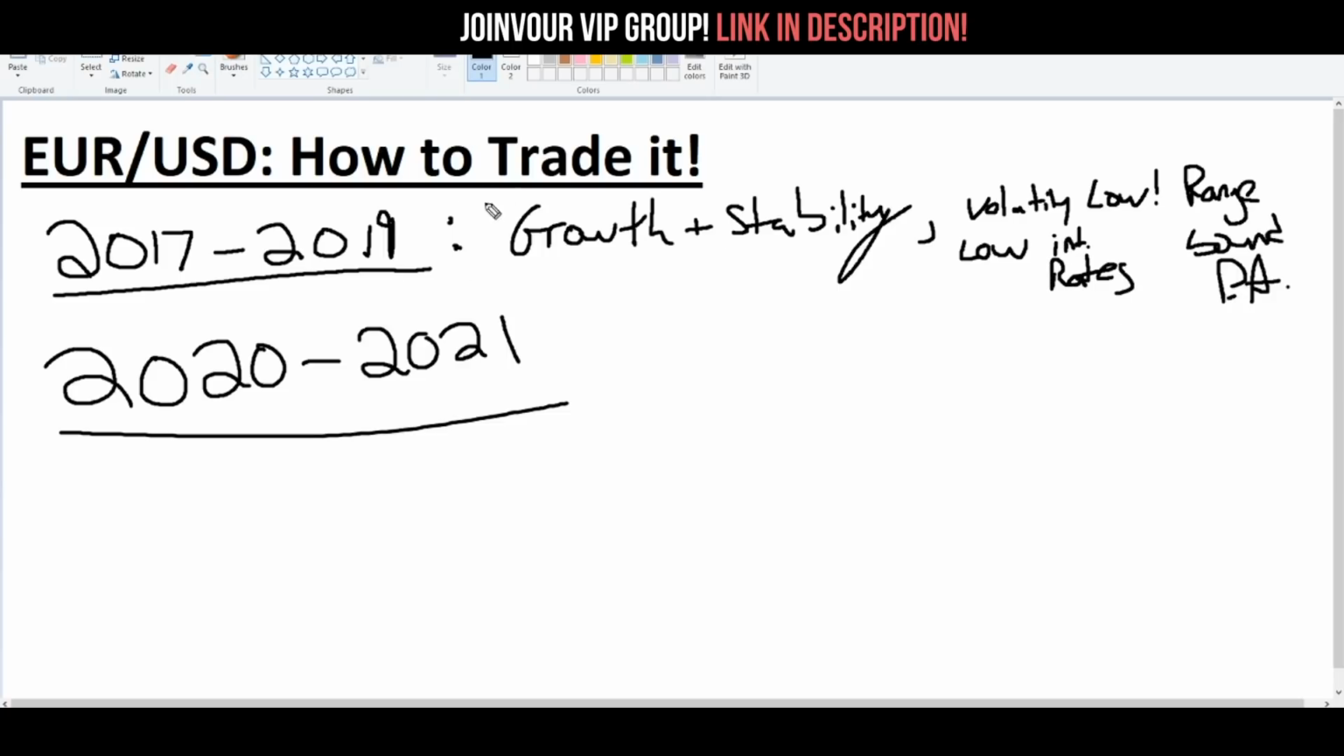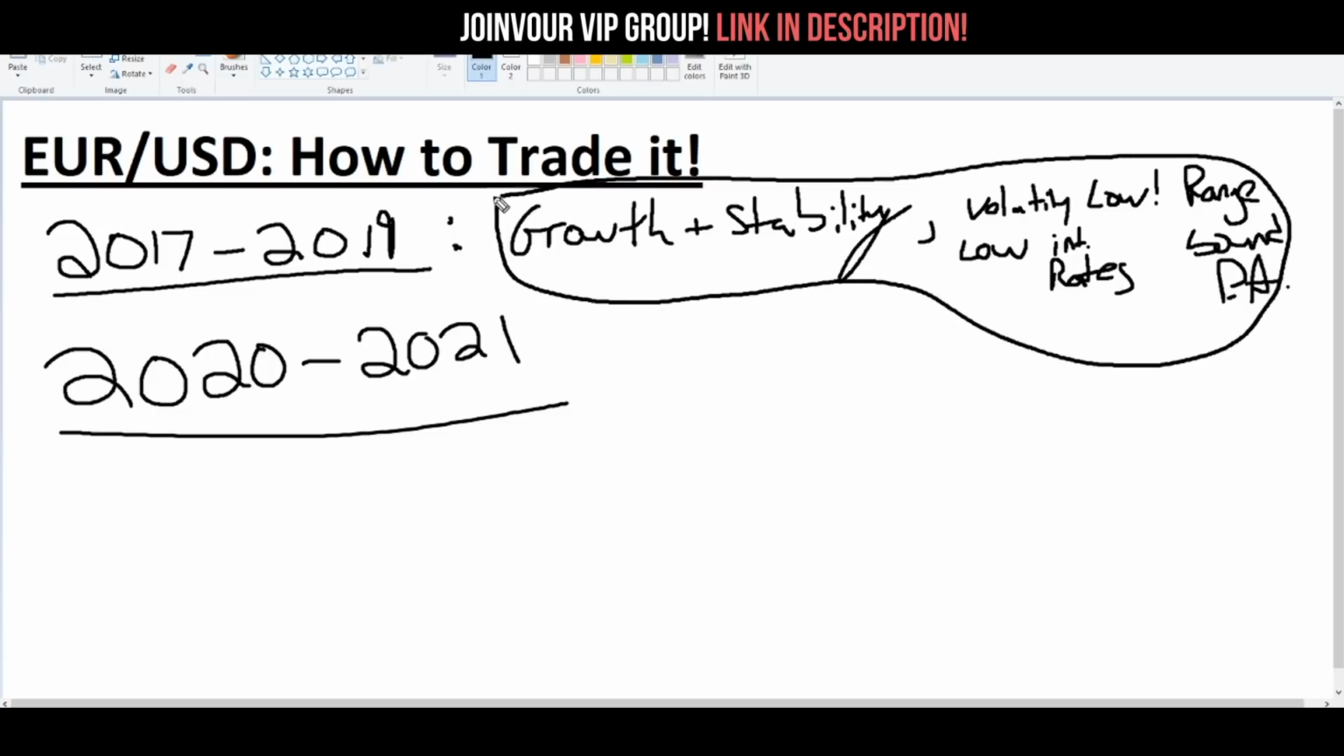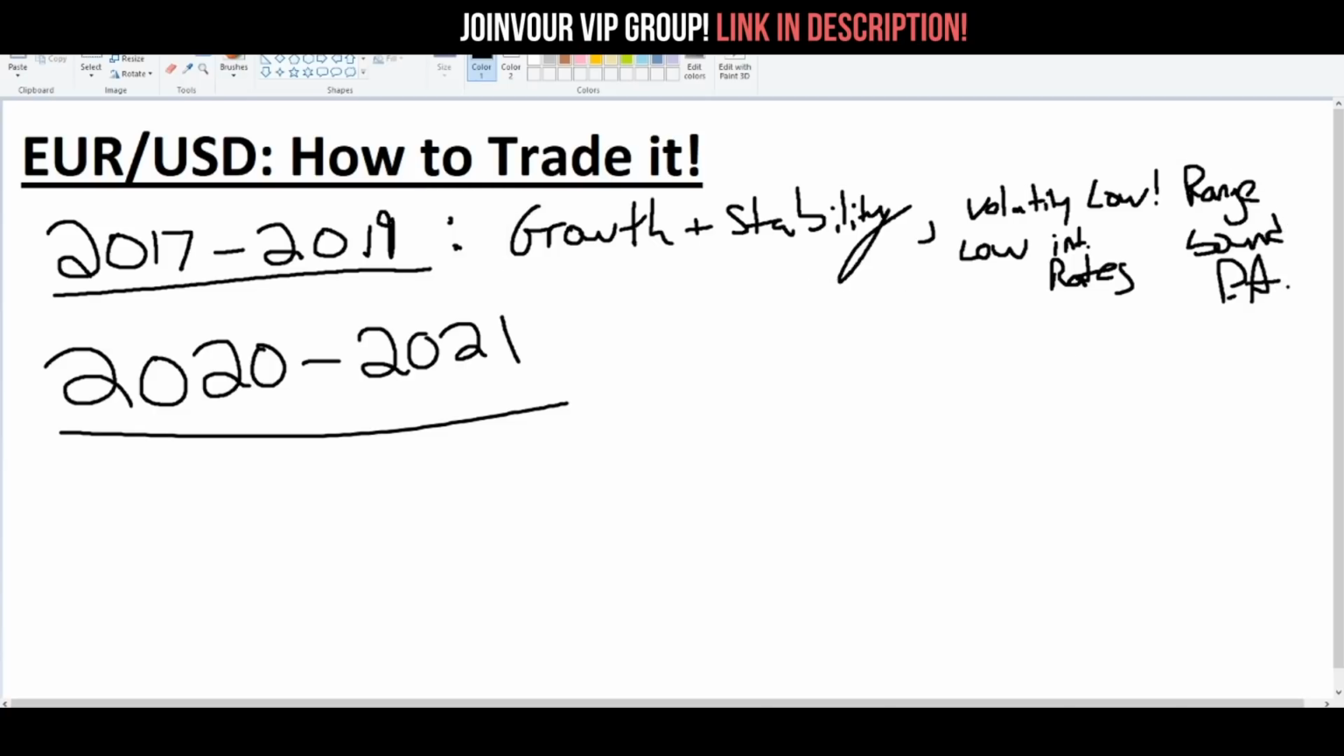But we need to understand all these things, because if you really are serious about being a trader, you need to understand what you are actually trading. It sounds crazy, I know, but you have to have a concept or an understanding of why this market is behaving the way it's behaving. Because now let's take a look at 2020 to 21, and what we see is volatility, to say the least.